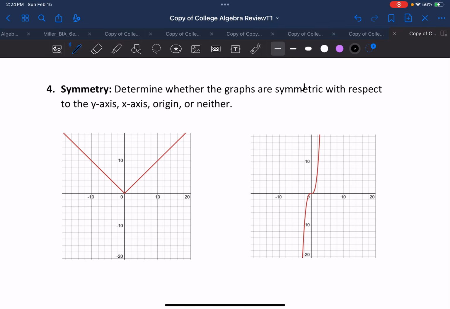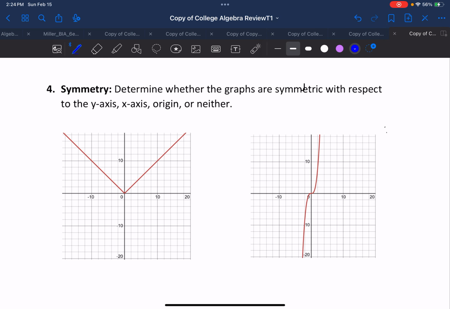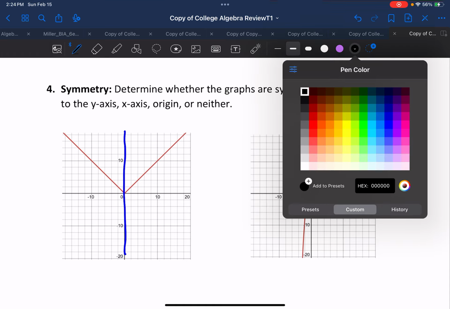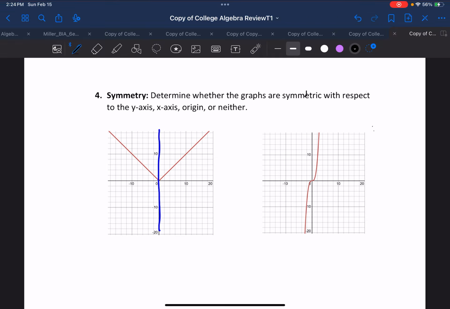Okay, 4 says, determine whether the graphs are symmetric with respect to the y-axis, the x-axis, the origin, or neither. So for the first one, this would be symmetric about the y-axis, because the y-axis, which is the vertical axis, cuts that red graph into two mirror images of each other. So that's the line of symmetry. So this is symmetric about the y-axis.